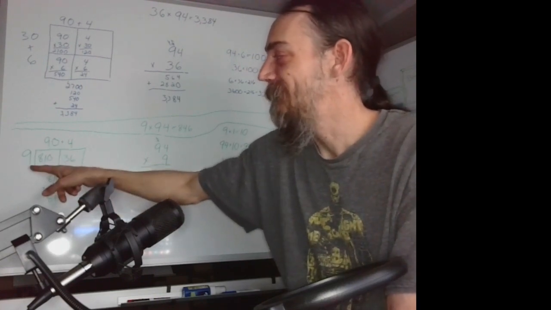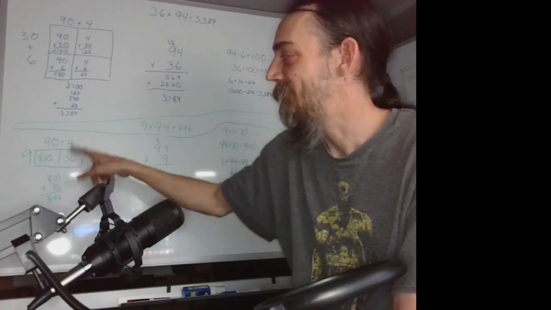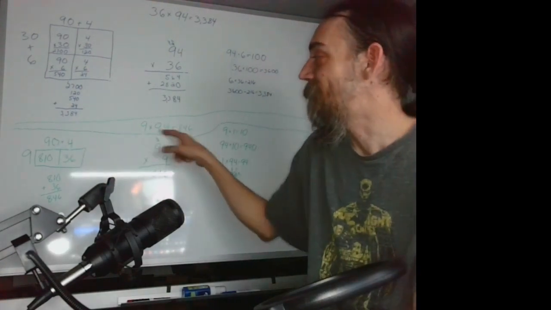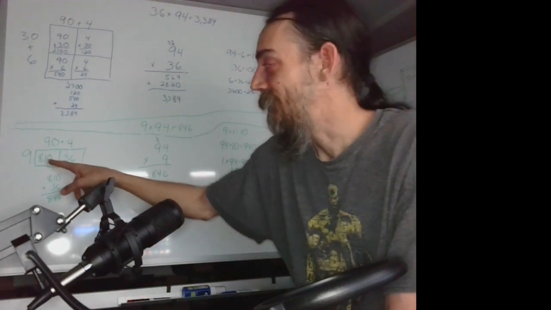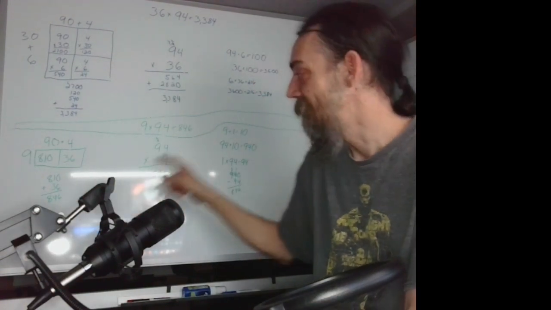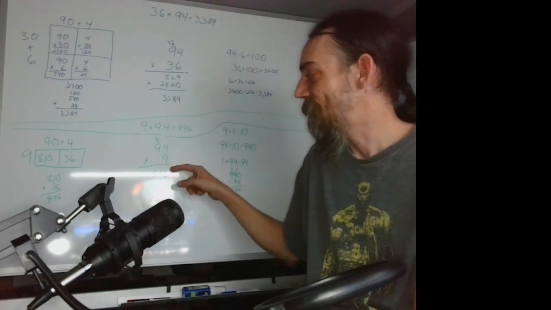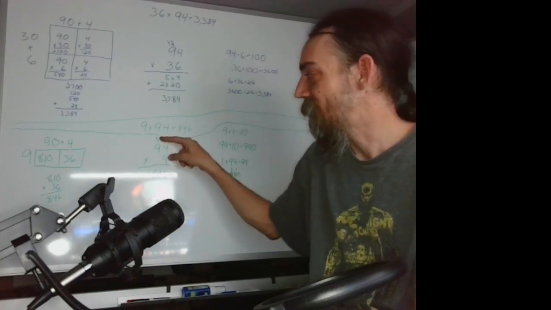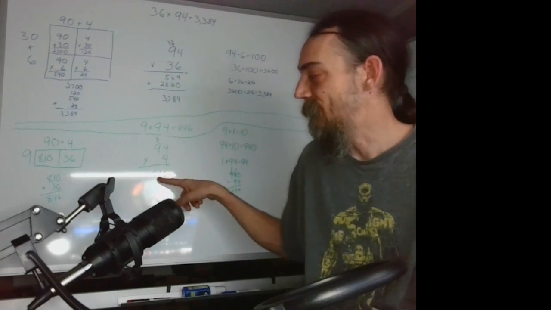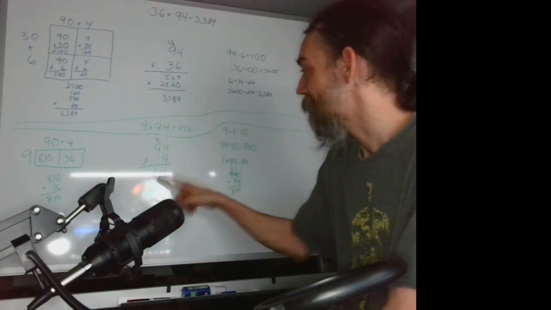9 times the 90 is 810. 9 times 4 is 36. Remember, 90 and 4 is the 94 just broken apart. You're adding your 810 and your 36, 846. So here, 9 times 4 is 36. Drop your 6 and carry your 3. 9 times 9 is 81 plus your 3, it's 84. Drop your 84 down, 846.